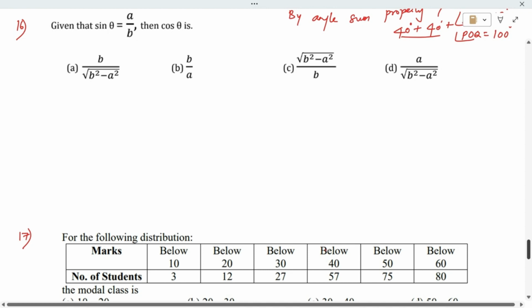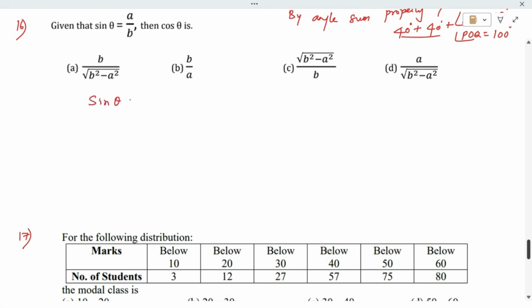Question number 16. Given that sine theta is equal to A by B, find cos theta. So what is sine theta? Sine theta is opposite by hypotenuse, isn't it? And what is cos theta? Cos theta is adjacent by hypotenuse. So I know hypotenuse is going to be B. So you can check the denominator whether B is available. Yes, so definitely it is going to be option C.